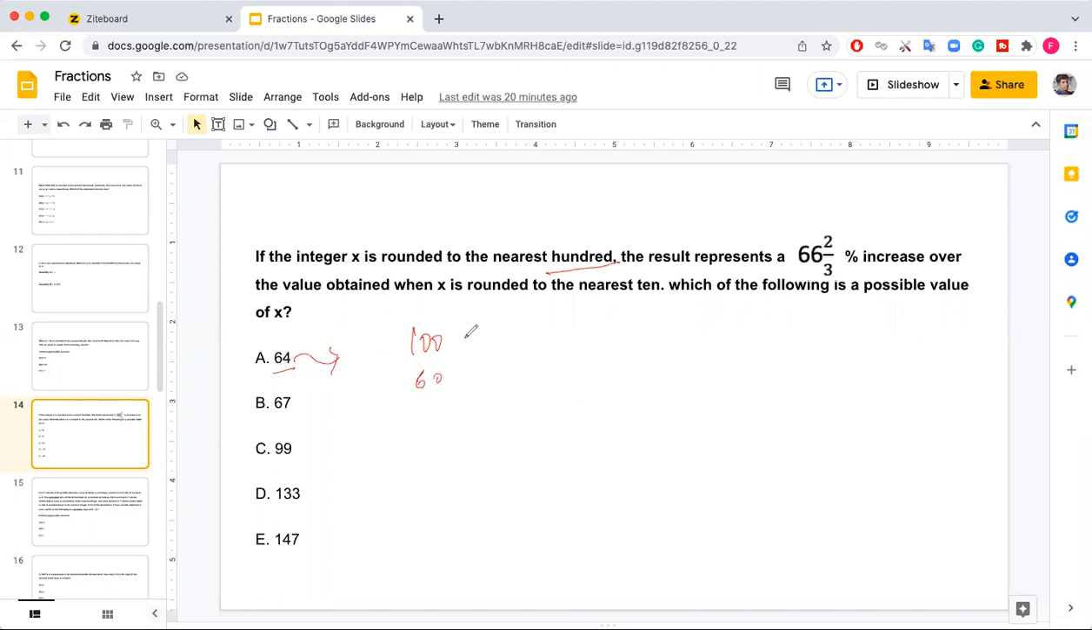Nearest tens, right? So the question is saying the result represents a percent increase over the value when you round to the nearest 10. So what is the increase in this? 40. And you are considering 60 as the base, right? For reference, you are considering the nearest 10 value after rounding, right? So multiply by 100, you will get 66.23%.